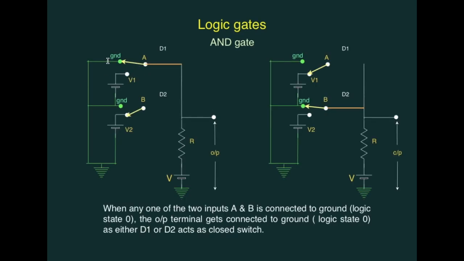If A is connected to ground and B is connected to V2, A will be in logic state 0, whereas B will be in logic state 1. Now D1 will act as a closed switch, whereas D2 will act as an open switch. The output terminal is now connected to ground through the path of D1. If A is connected to V1 and B is connected to ground, that means if A is in logic state 1 and B is in logic state 0, D1 will be an open switch but D2 will be a closed switch, and again the output terminal is connected to ground, now through the path of D2. So again output will be in logic state 0.